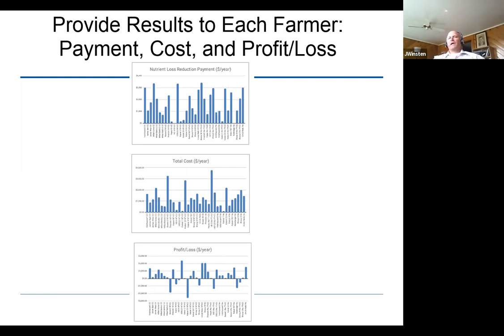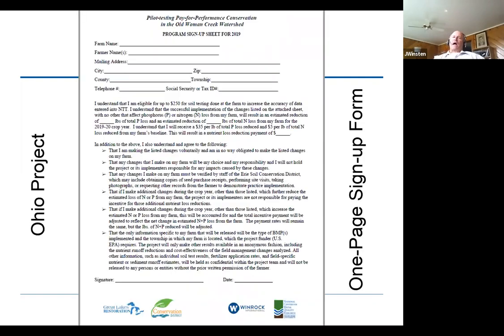Okay. This is from our Ohio project where we're currently working. And this is what I just wanted to show here, again, not to have you read the whole thing, but we use a one-page sign-up form. We try to keep it real simple for the farmers. Now keep in mind, this is the pilot testing grant-funded project. It's not a full-blown program. So the people implementing a full-blown program need to decide if they'd be able to do something so simple.